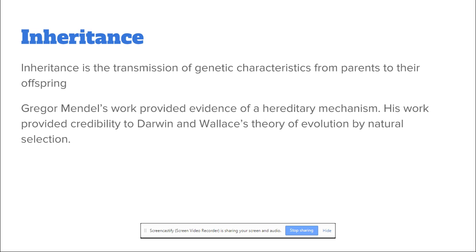Inheritance is the transmission of genetic characteristics from parents to their offspring. And luckily for Darwin and Wallace, there was a lovely man named Gregor Mendel, and his work provided evidence of a hereditary mechanism. So, the way in which these characteristics were passed on through generations, providing credibility to their work.